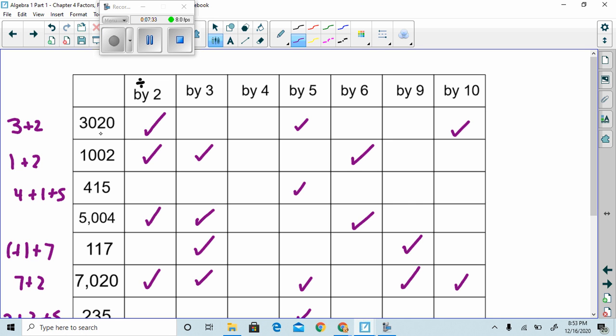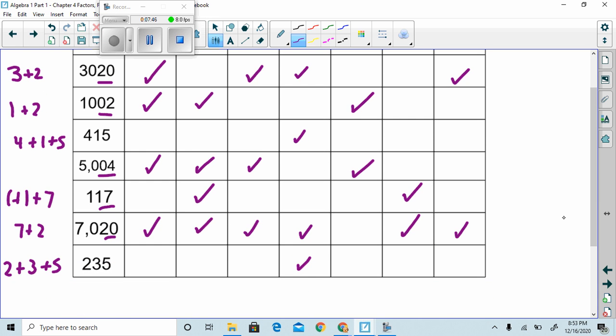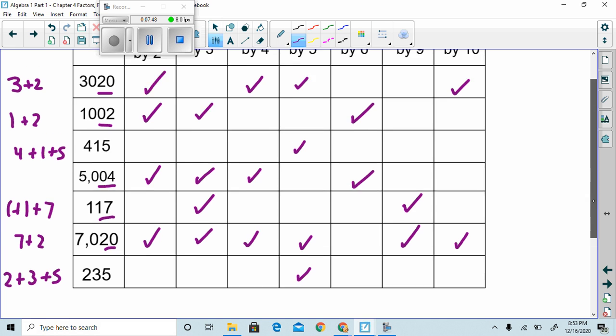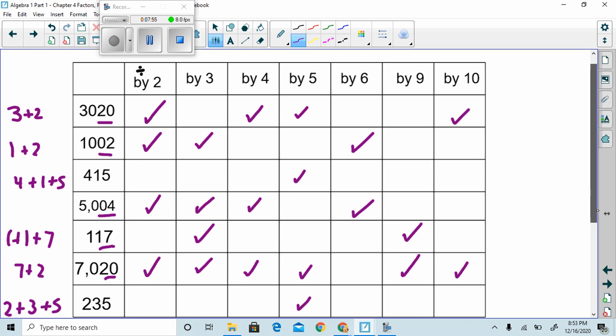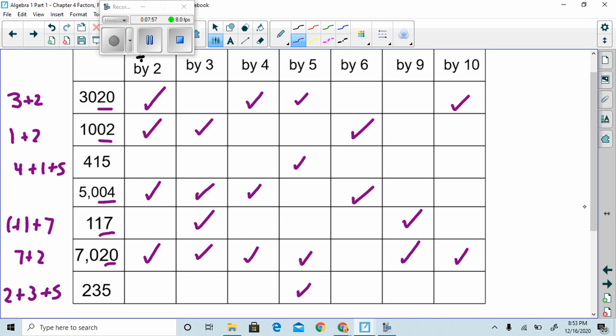Divisible by 4 says let's look at those last two digits. 20 is divisible by 4. 4 is divisible by 4. 20 is divisible by 4. And that's the end of the 4 column. We've already done the 6 and the 9. Oh, wait, yep, and that's our table. So I went down and completed the table by 2's, then by 3's, 4's, 5's, 6's, 9's, and 10's, just to reinforce the rules.